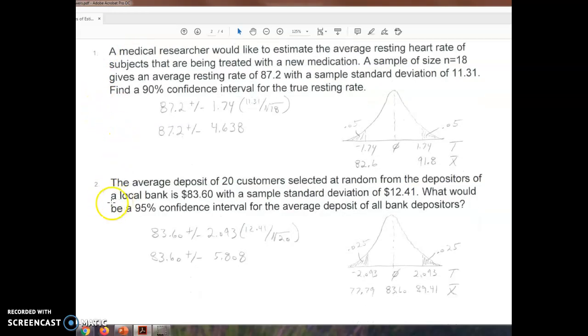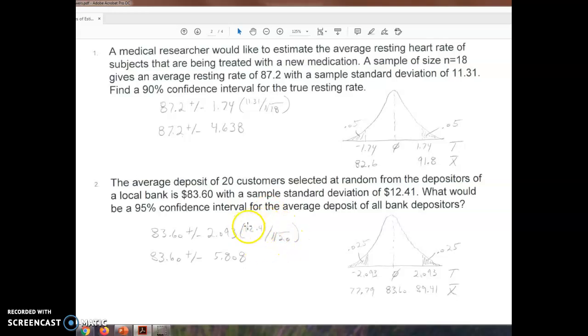Let's go to two. For this one, it says the average deposit of 20 customers selected at random from the depositors of a local bank is 83.6, with a sample standard deviation of 12.41. What would be a 95% confidence interval for the average deposit of all bank depositors? Same process. What's our average? Well, our sample average is 83.6, so we put that there, plus or minus our t-score times our standard error. To create the standard error, we take the sample standard deviation of 12.41, divide that by the square root of our sample size, which is 20, and we get our standard error.